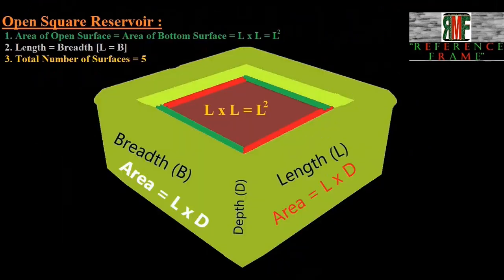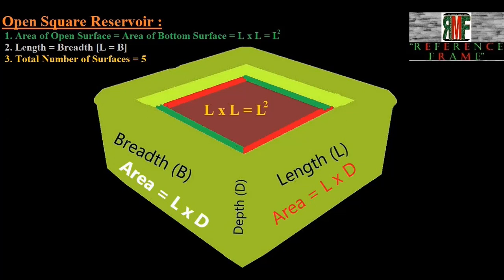Okay, let's move. This time we're going to discuss an open square reservoir. Open means the roof is open, nothing is on the roof. Basically we know for a rectangular cube there are 6 surfaces, but when one side is open, it's going to have 5 surfaces that we can see on the screen. It should be mentioned that the area of the open surface and the area of the bottom surface are the same.